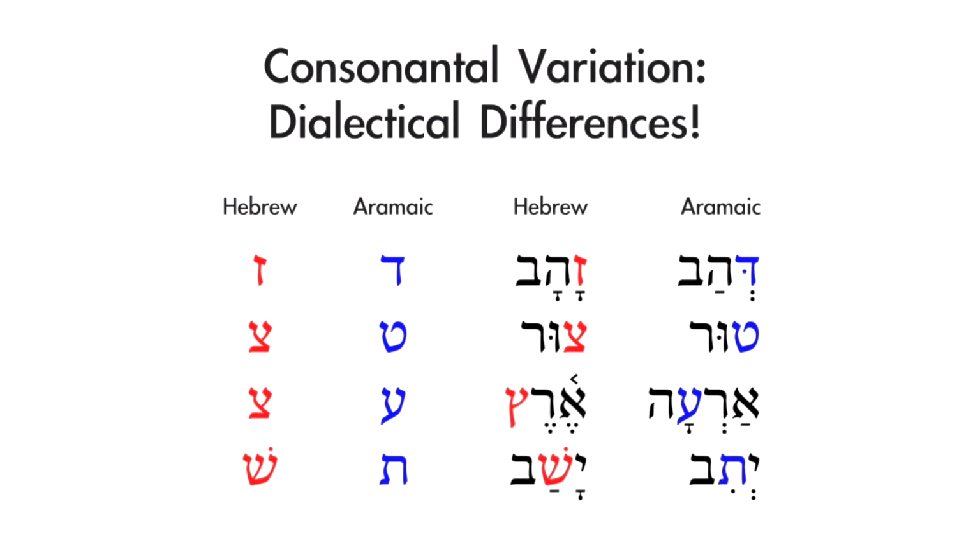Finally, in the last row, you'll observe that the Hebrew shin can be represented by the tau in Aramaic, the sh to the th sound. Look at the example. Here you see the Hebrew verb yeshav, to sit. In Aramaic, it's represented not with a shin as the second root letter, but as a tau in the second root letter, yathiv. Once again, the shin may be represented as tau.